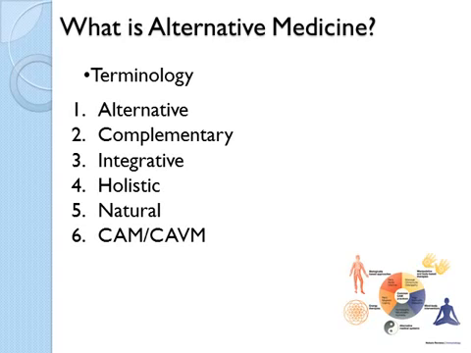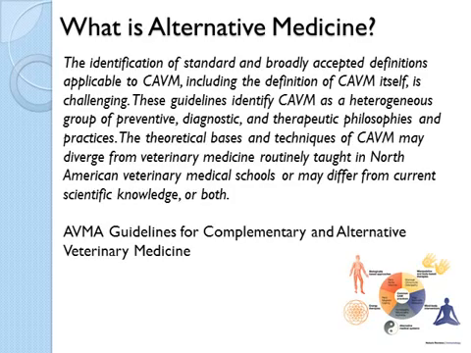So CAM or CAVM, complementary and alternative medicine, complementary and alternative veterinary medicine, is definitely the most common umbrella term, and it's a way of bundling together these therapies so we can talk about them, even though they have significant differences among them. So in search of a definition of alternative or complementary and alternative medicine, there are a couple of places you can go. The AVMA has created a definition.